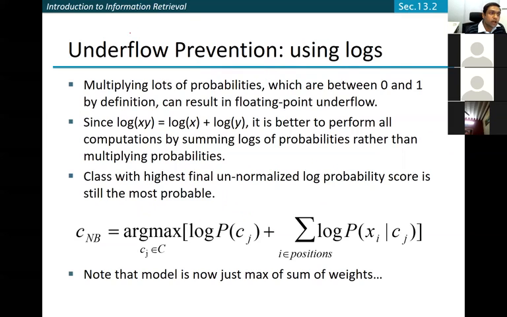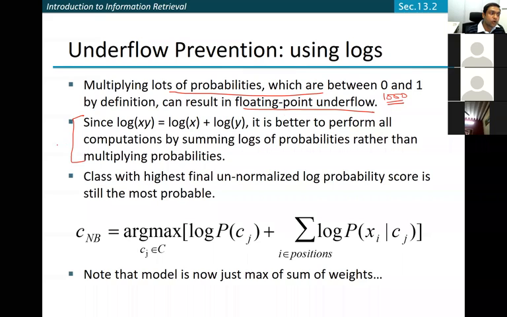Now, as I told you, when we multiply these probabilities, there are chances that floating point may underflow. A lot of floating point values get multiplied, because there may be 1,000 words, so we have to multiply the probability of each of these. One solution is to take the log of these probabilities.